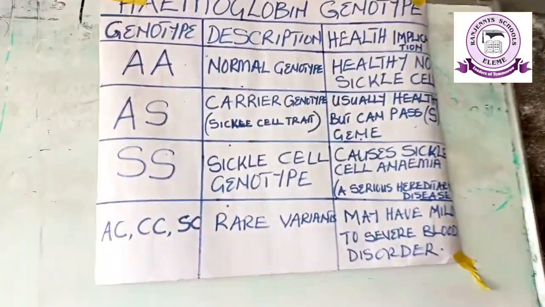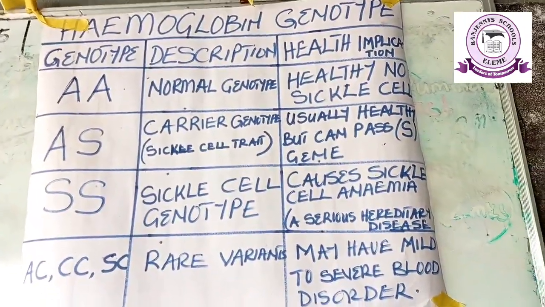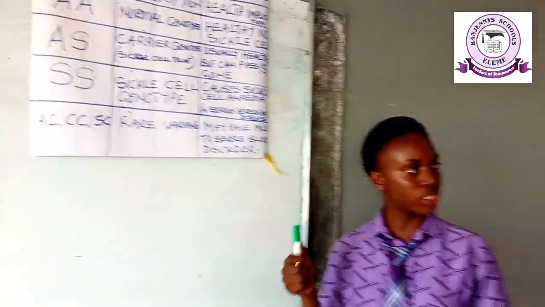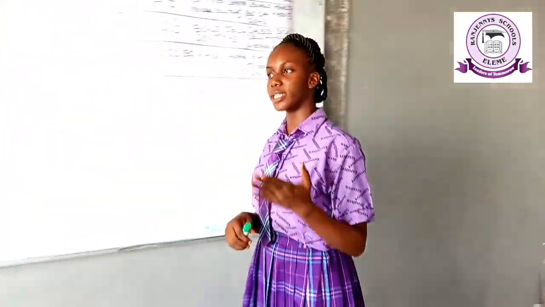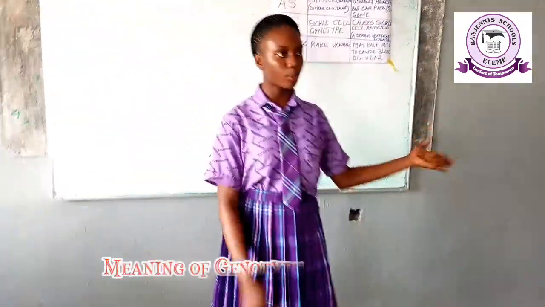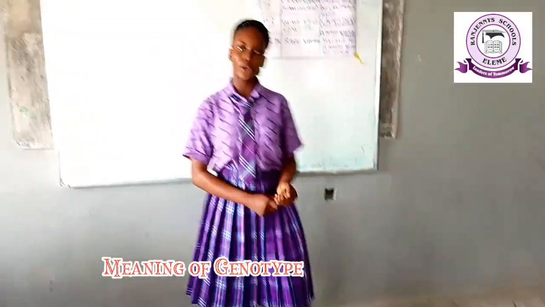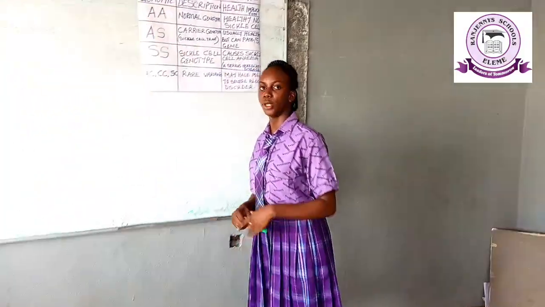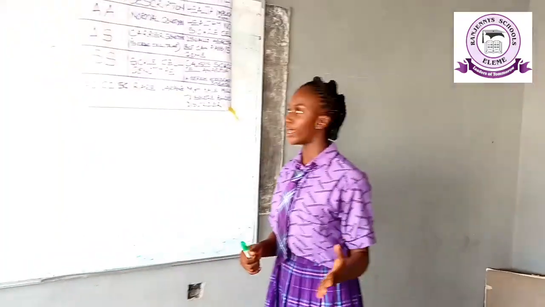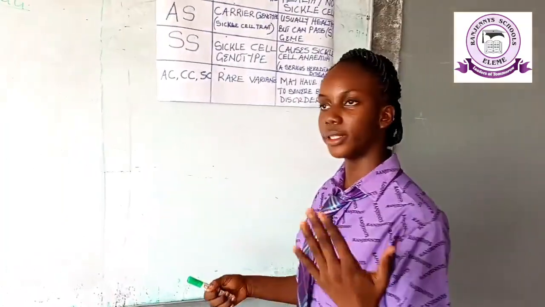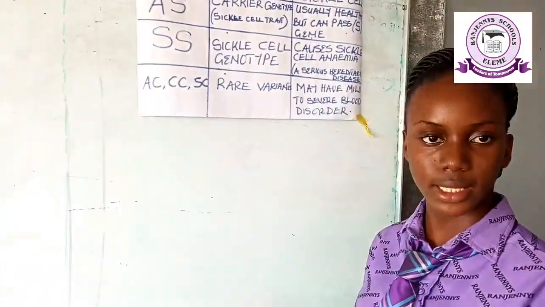What is hemoglobin? Hemoglobin is the pigment that gives blood its red color. And what is genotype? Genotype is the genetic makeup that determines the type of hemoglobin a person has. Now we are going to be looking at the types of genotype. We have AA, AS, SS, we have the AC, CC, and SC.